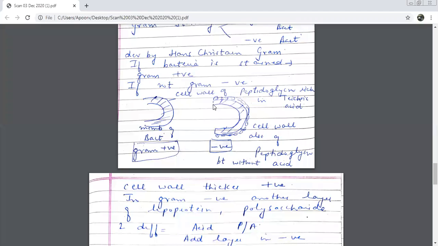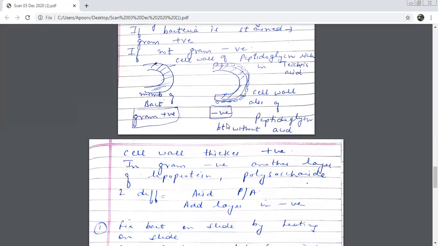Let us go here. This part is again the same. The cell wall is again made up of peptidoglycan but without teichoic acid. Got the first main difference between both? This contains peptidoglycan, of course, but it is also very rich in teichoic acid. But this wall, the cell wall here, is also made up of peptidoglycan, but without the acid. So this is one main difference between gram positive and gram negative bacteria structurally.